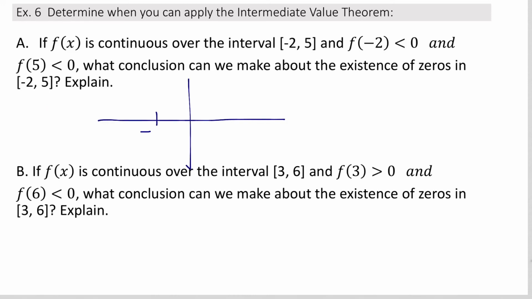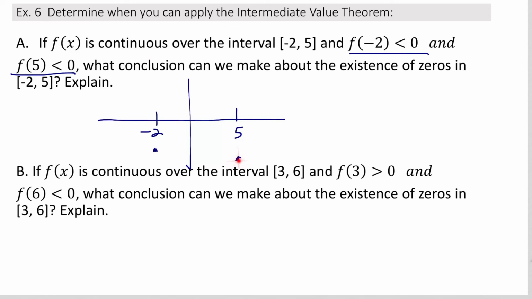So at -2 and 5, we're talking about some continuous function existing. And it says here that f of -2 is negative. So we've got a negative y value at x equal to -2. It also says f of 5 is negative. So we have a y value that's negative at f of 5. And we're asked, what conclusion can we make about the existence of zeros in the interval -2 to 5?